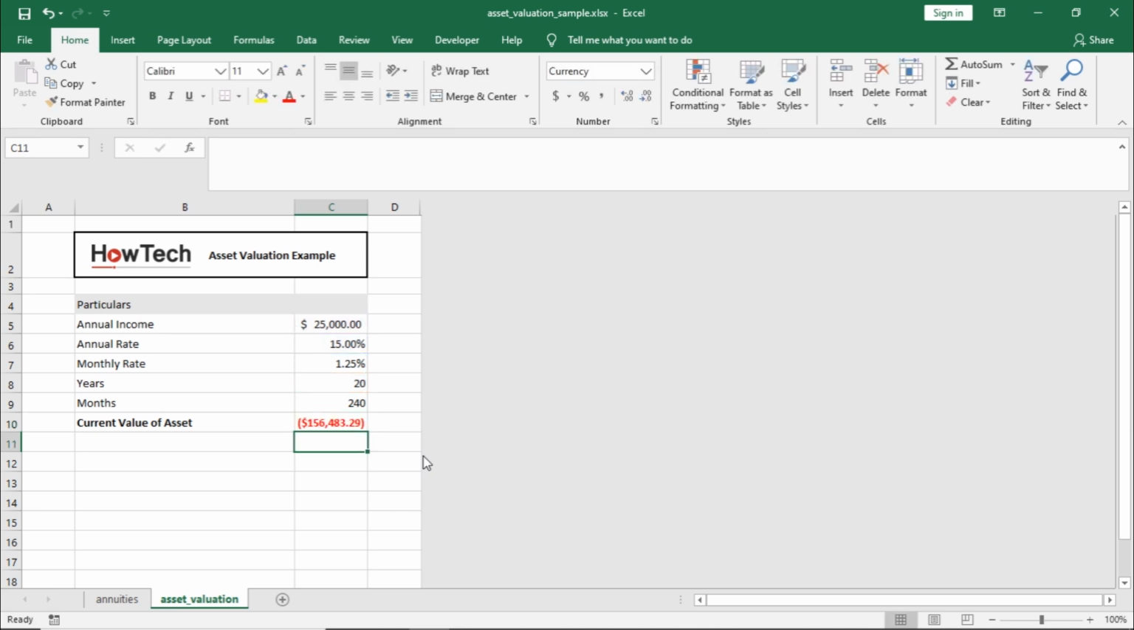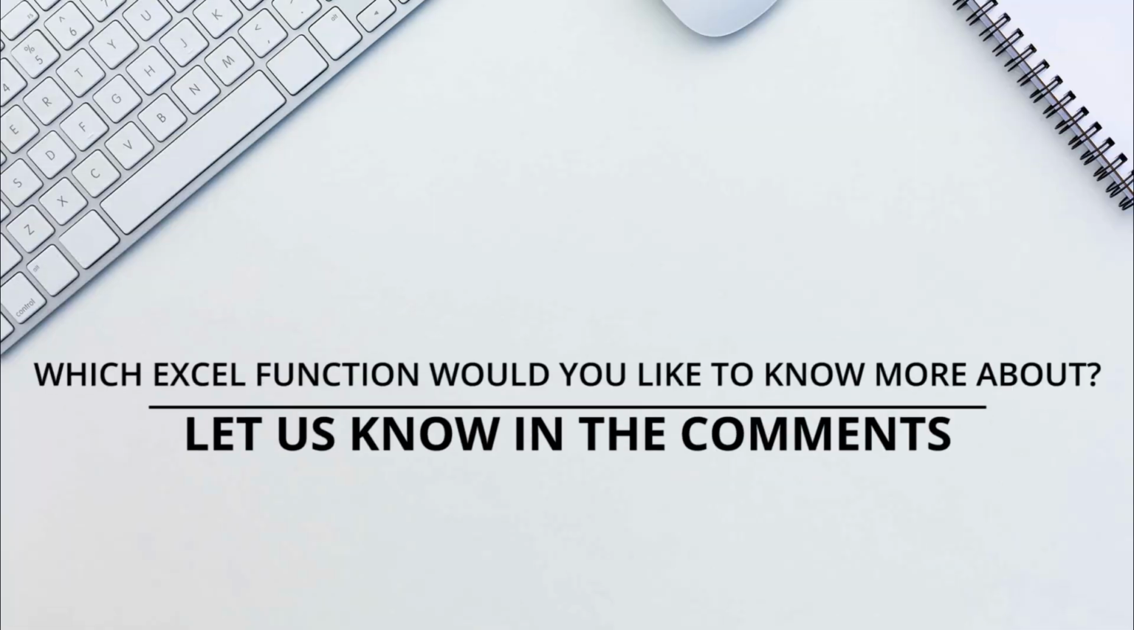Once you hit Enter, Excel will calculate the present value of the asset. What this tells us is that this is the maximum we should invest in an asset that will help us earn 15% each period, through which we can earn this amount each period. And that's it. Which Excel function would you like to know more about?